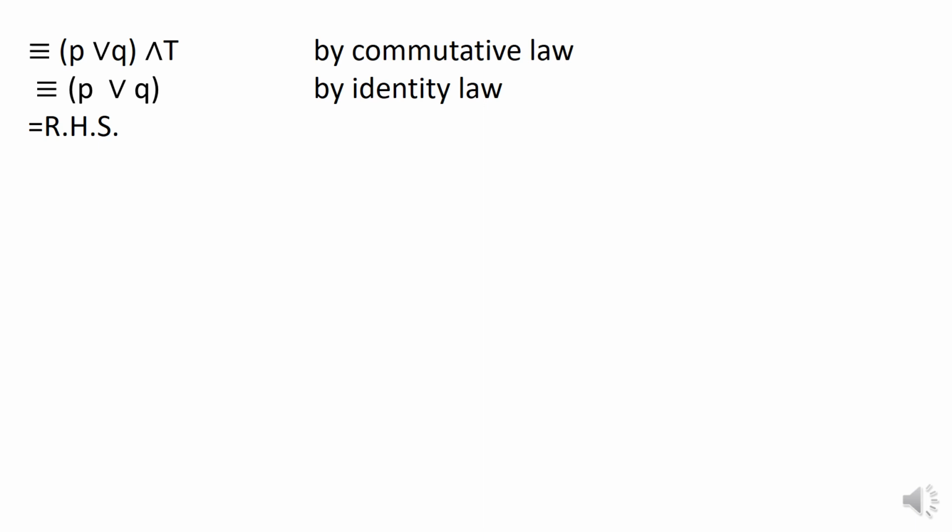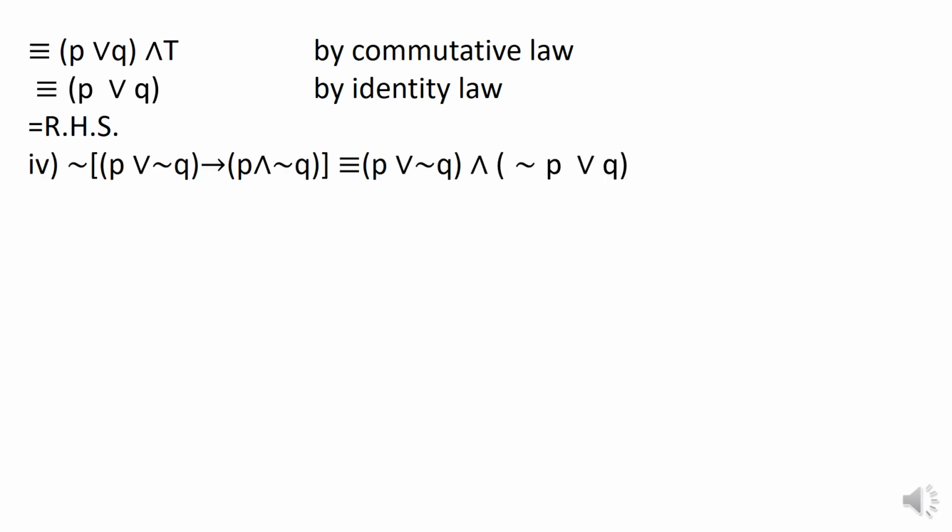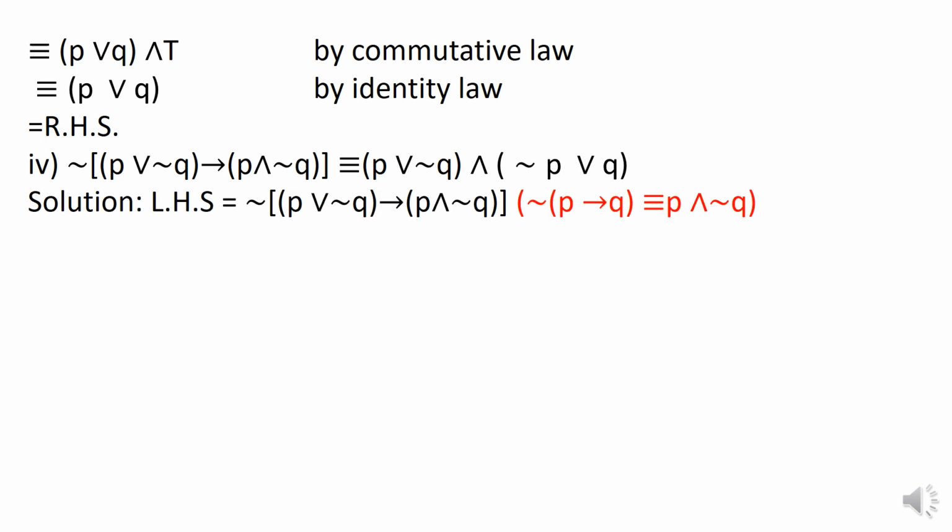In the next sum, negation of if P or not Q, then P and not Q is the same as P or not Q and not P or Q. It is not as difficult as it looks. Let us take the LHS. In the LHS, the statement is a conditional statement, the negation of a conditional. You know that negation of if P then Q is the same as P and not Q.